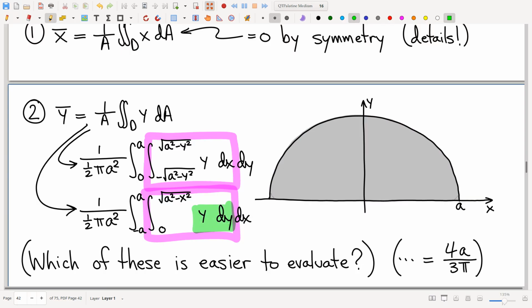Very first thing you would do down here is do the y antiderivative of y. That gives you 1/2 y squared. The square root gets plugged into a square. The square root disappears, and life is good. Right? So I think the second integral, take your pick, right? But the second integral is going to be a lot easier.